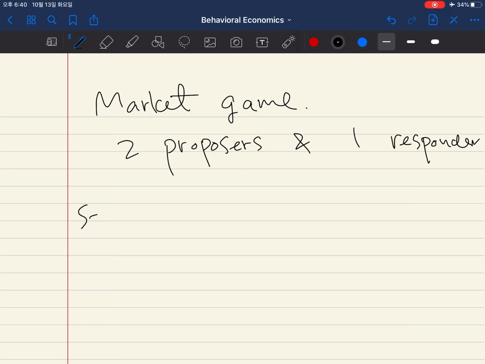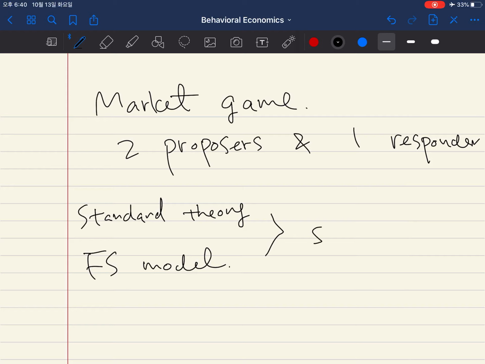So we thought about standard theory's prediction and FS model's prediction. And we find that both models, the standard model and FS model, predict that both proposers offer the entire resource to responder. So this is the prediction of these two models. So we can see that both standard theory and FS model can reasonably well explain experimental findings from market game.